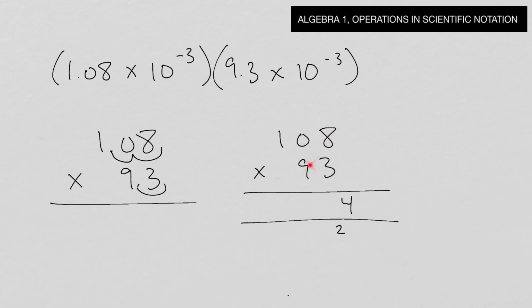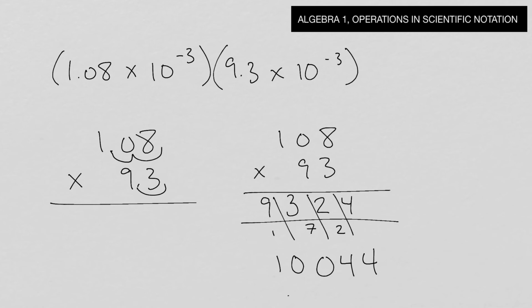Crosswise, 3 times 0 plus 9 times 8. That's 0 plus 72, which is 72. So we write a 2, carry a 7. Now I have 3 times 1 plus 0 times 9. So 3 plus 0 is 3. And then finally, 9 times 1 is 9. Okay, doing our carries. Starting at the right, we have 4. 2 and 2 gives us 4. 3 and 7 gives us 10, so we write a 0, carry a 1. And 1 and 9 is 10. Okay, so this is what we get when we multiply 108 times 93.